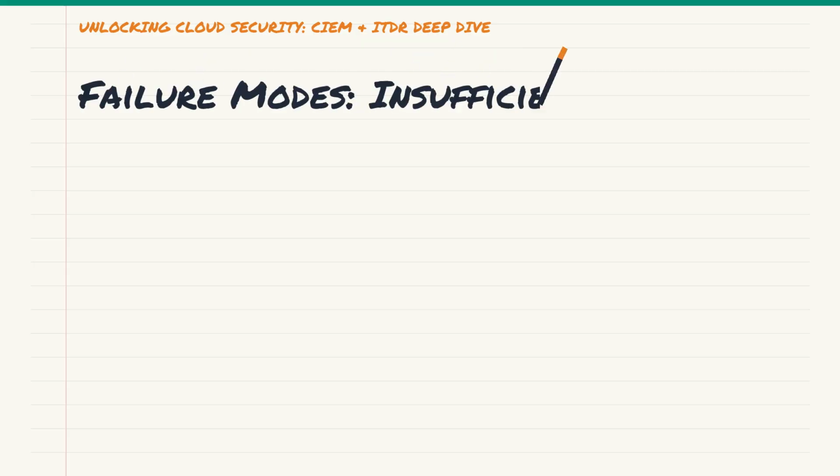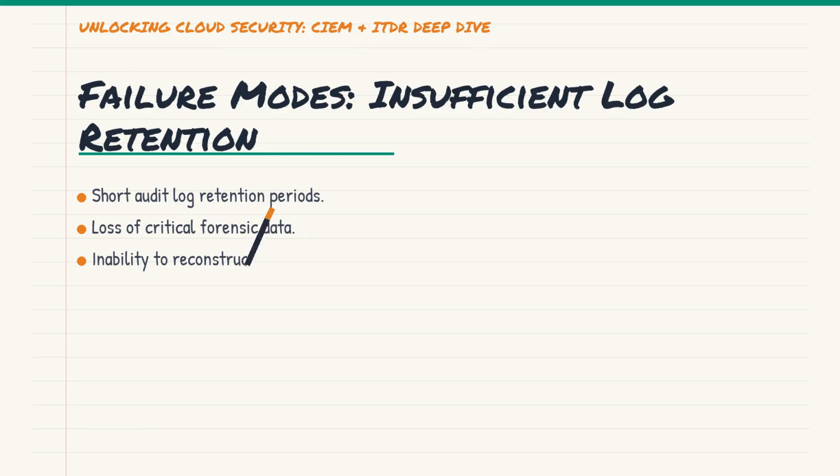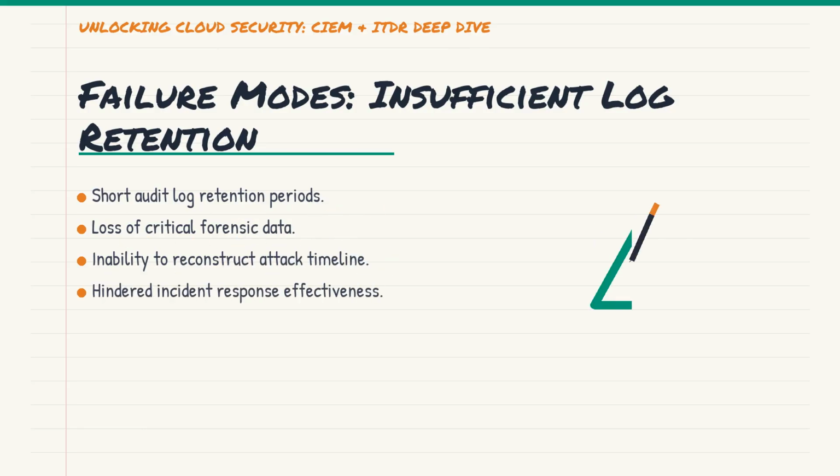A common failure mode, especially for ITDR, is inadequate log retention. If your cloud provider or your logging solution only keeps audit logs for a week and an attacker has been quietly operating for a month before detection, you've lost crucial forensic data. You can't effectively determine how they got in, what they did, or how to fully clean up. Good IAM security relies on having enough historical data to reconstruct events.